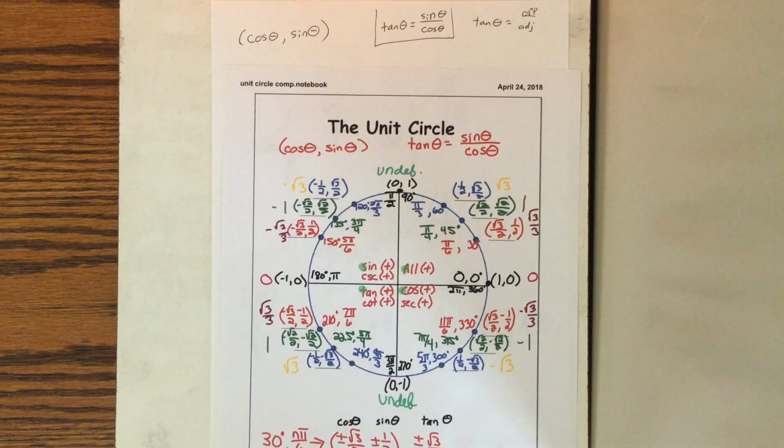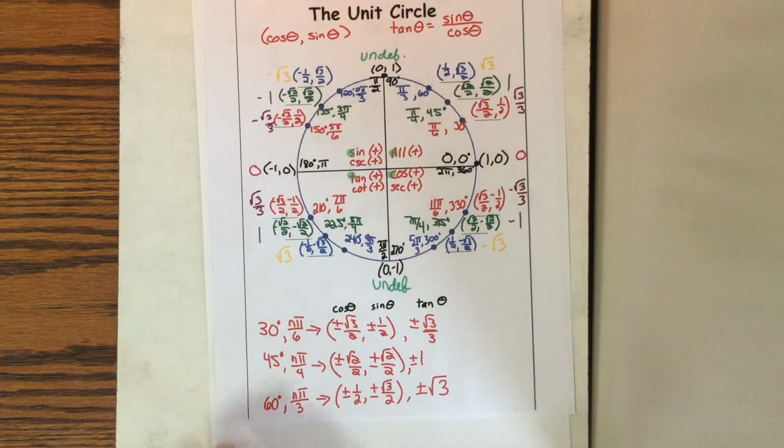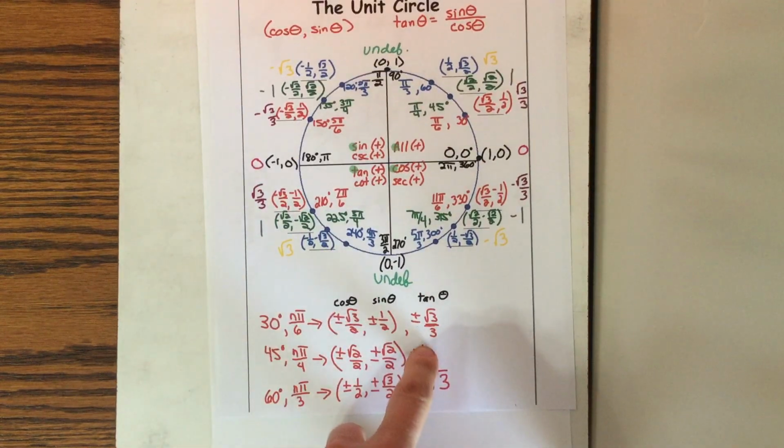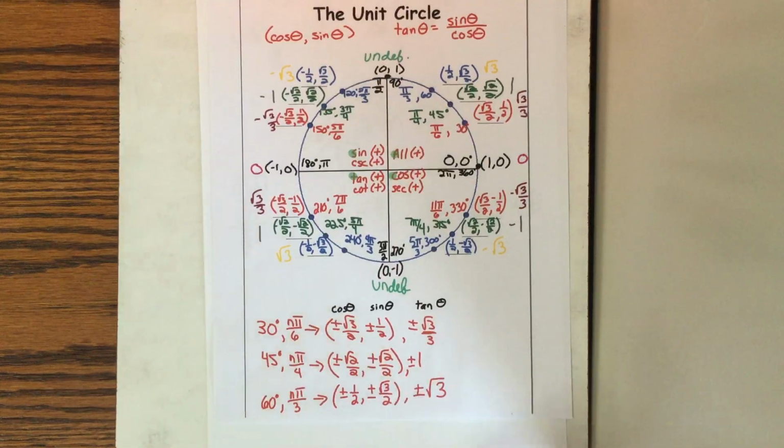So again, the key is going to be identifying which reference angle you're dealing with, what quadrant that angle is located in, and then using your knowledge for tangent to figure out what your ratio will be. 30 degrees plus or minus √3 over 3, 45 plus or minus 1, 60-degree reference angle plus or minus √3.